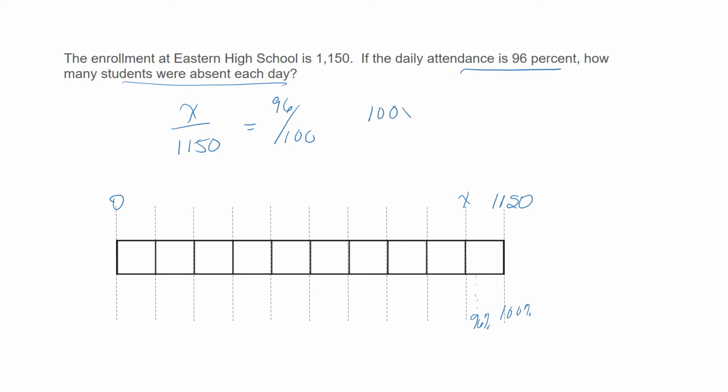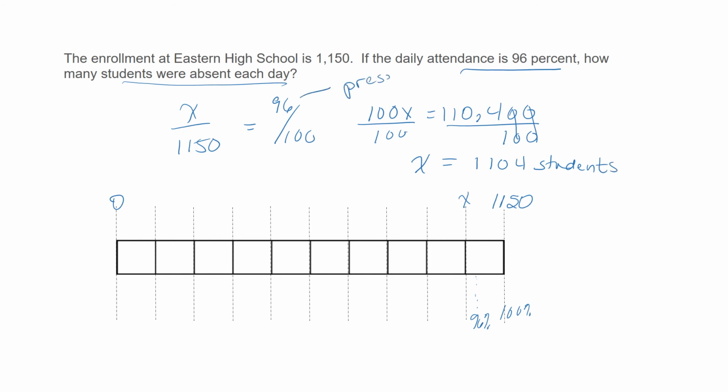Cross multiply. 96 times 1150 is 110,400. Now divide by 100. And so X would be, in this case, 1,104 students. But keep in mind, this is present.